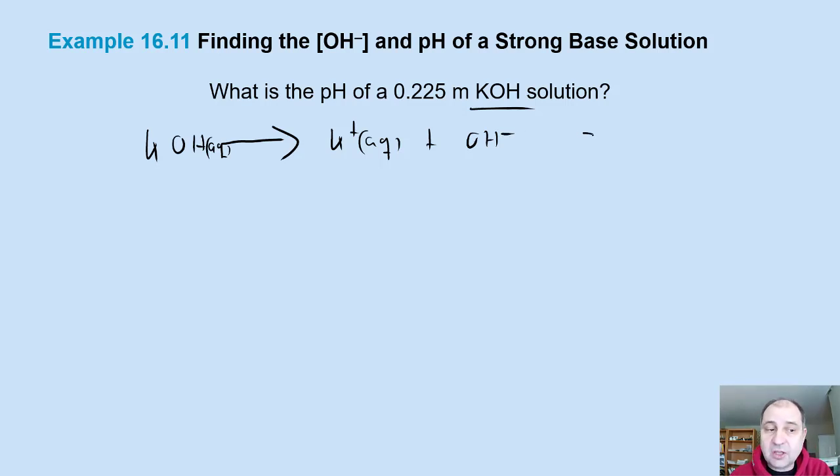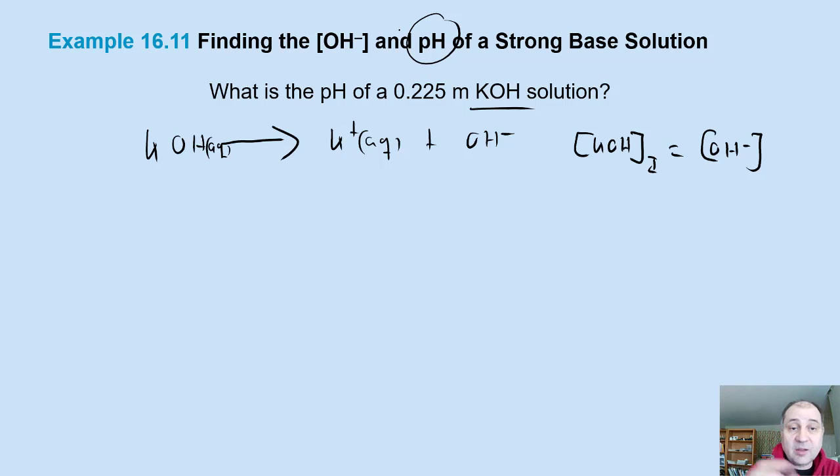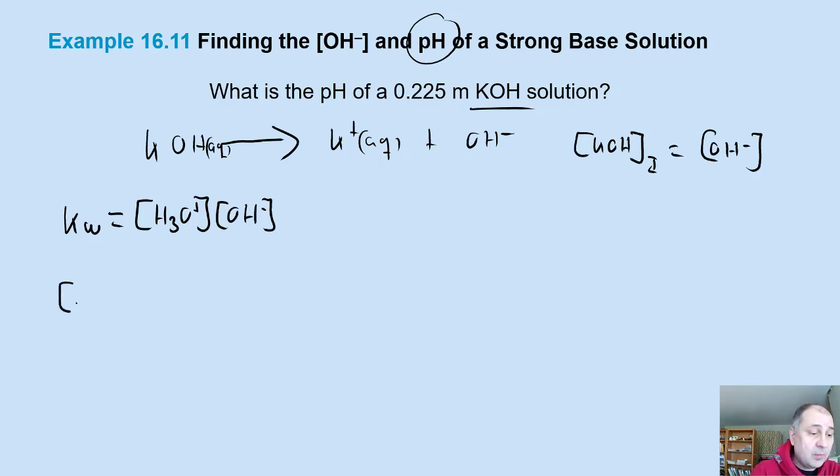So the concentration of KOH initial is equal to the hydroxide concentration, which is what we need to calculate the pOH or the pH. And so in order to get the pH, I need to get the hydronium ion concentration. So here we use the relationship Kw equals the hydronium ion concentration times the hydroxide ion concentration. We know what Kw is, so the hydronium ion concentration, which is what we need, equals Kw divided by the hydroxide concentration.